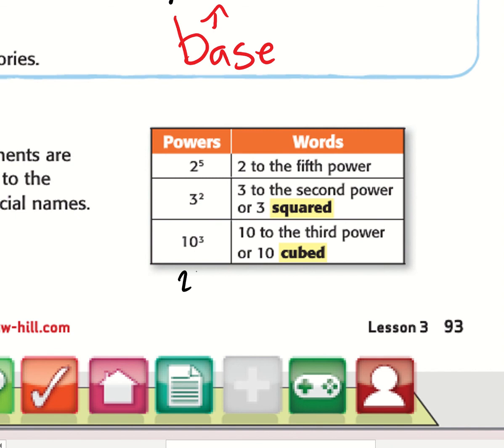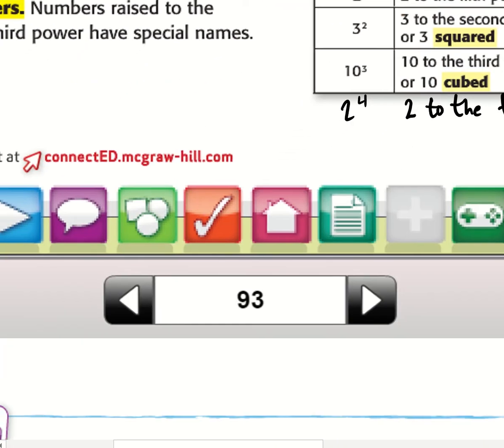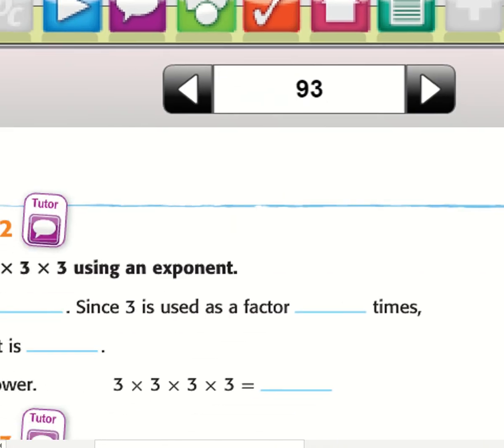So if I have 2 to the 4th, I'm going to say 2 to the 4th power. The only special ones are to the 2nd power and to the 3rd power, and 2nd power is squared, 3rd power is cubed. Everything else will be 2 to the 4th power, to the 5th power, to the 6th power, 2 to the 50th power, but of course we can have different bases.